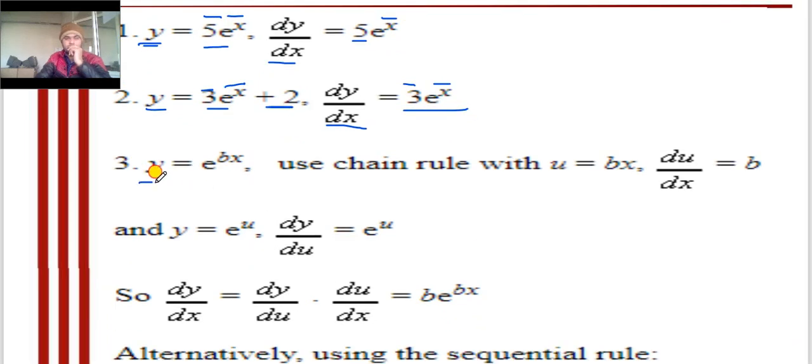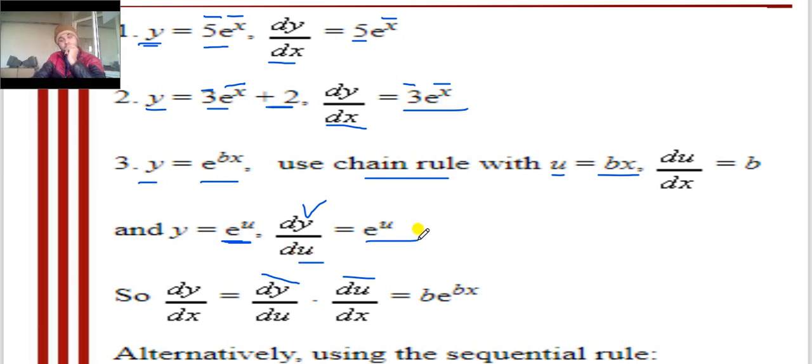Here you have given y is equal to e to the power bx. So we have to assume bx is equal to u. So your function becomes e to the power u. So you have to apply the chain rule here. Firstly, we have to calculate dy by du, then du upon dx. So dy by du will be the differentiation of e to the power u with respect to u, which is e to the power u.